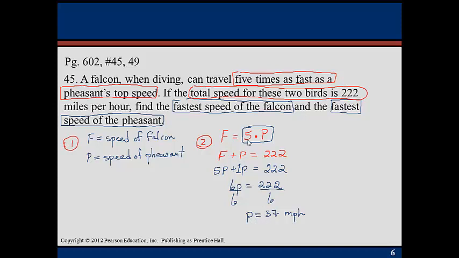To find the speed of the falcon, we're going to go back to this f equals 5 times p, and we're going to replace the p with 37, and we can find out the speed of the falcon. So this can become 5 times 37, which is 185 miles per hour. And we can check it by taking the 37 plus 185, add them together, and it should equal 222.